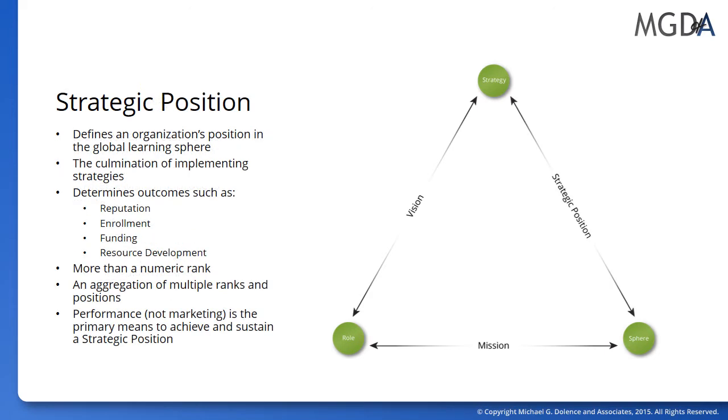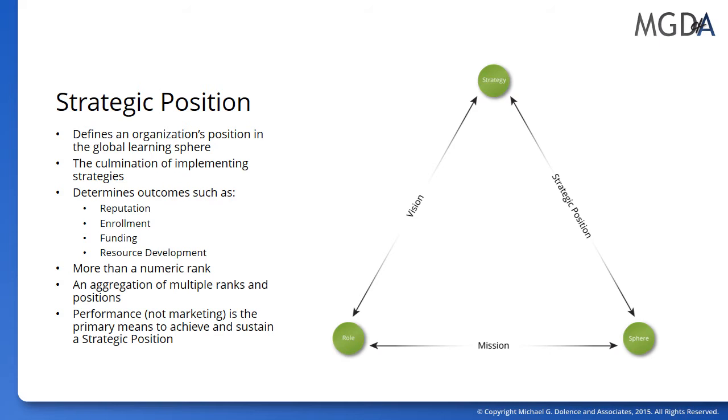When the planned strategies are implemented, they direct the institution toward achievement of a strategic position in the global learning sphere. Strategic position is depicted here as a bidirectional line emanating from strategy and driving the institution's place in the global learning sphere. This closes the loop and brings the mission, role, vision, and strategy to influence the competitive position of the institution. Strategic position is what determines outcomes such as reputation, enrollment, funding, and resource development success.